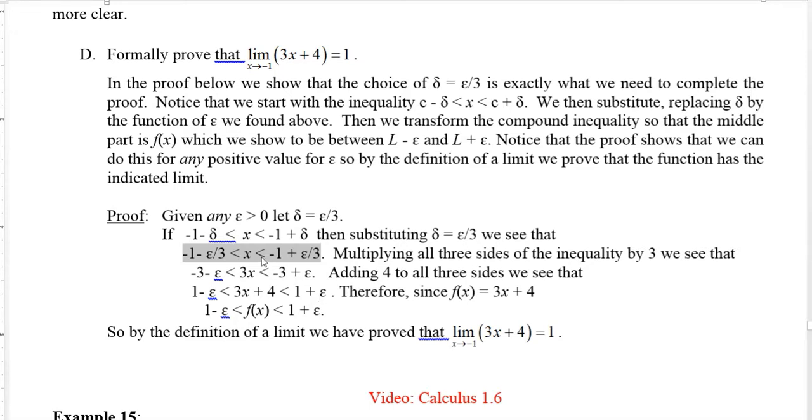Now we want to transform the middle into f of x. So multiplying all three sides by 3, we get here. That's going to give us 3x in here. It also is going to give us just an epsilon here and here when we distribute. Also changes this to negative 3 here. Next we add 4 to get 3x plus 4 in the middle. And of course, when we add 4 to here, negative 3 plus 4 is 1. Negative 3 plus 4 is 1 here as well. But that in the middle is f of x.